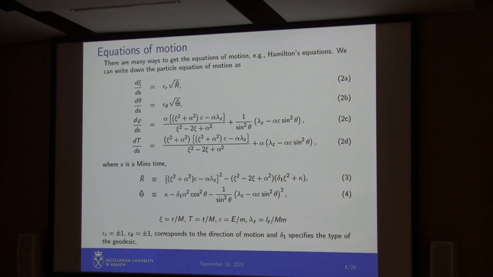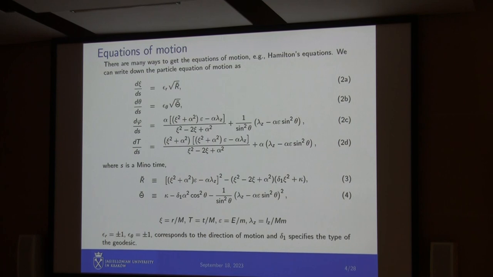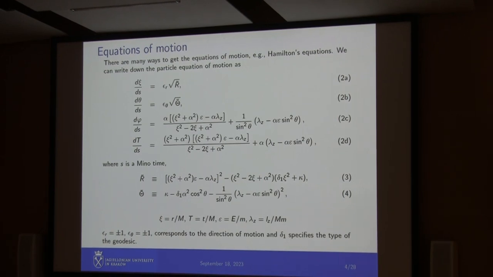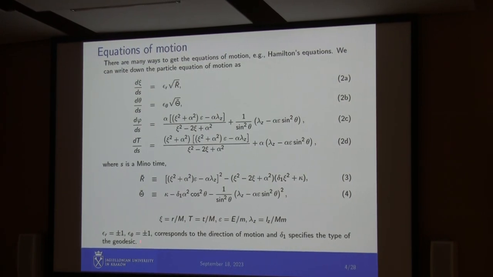And also we have two parameters, epsilons, and they are just the sign of the direction of your trajectory. So if, for example, epsilon r is equal to minus 1, then your particle is moving to the center of the coordinate system. If it's plus 1, then outwards. And the same idea is for motion in theta.